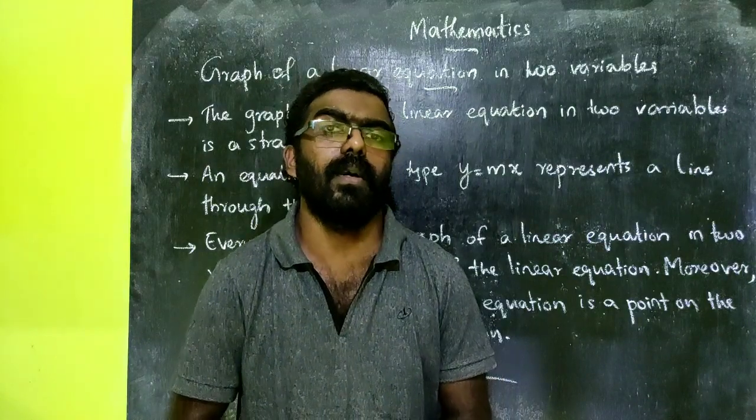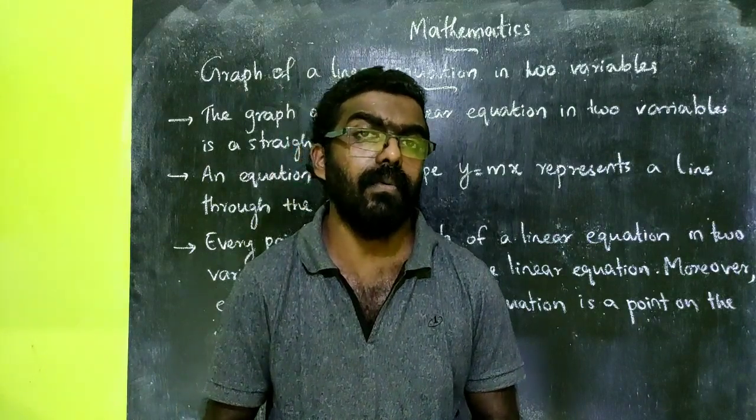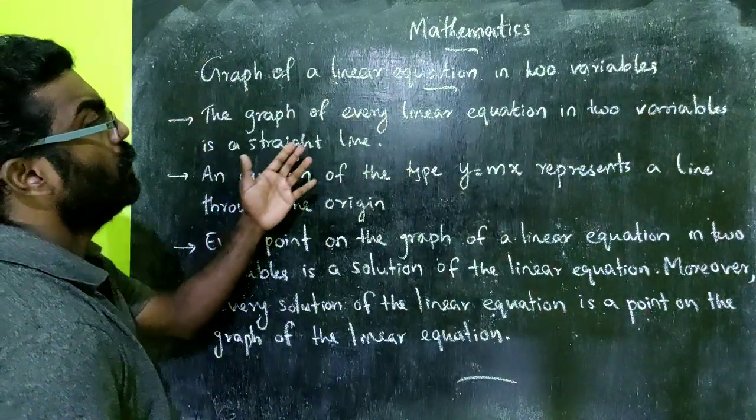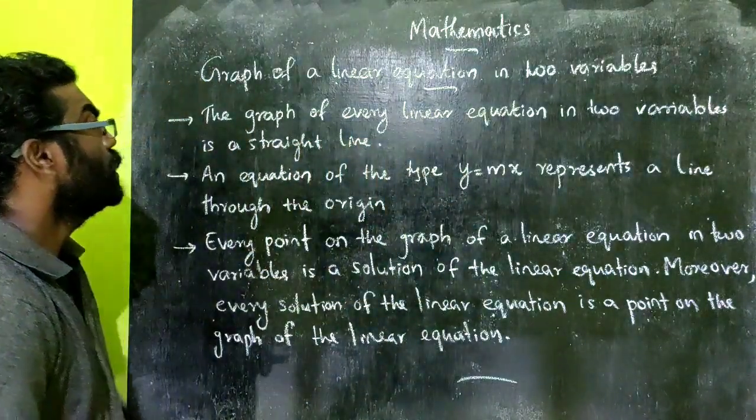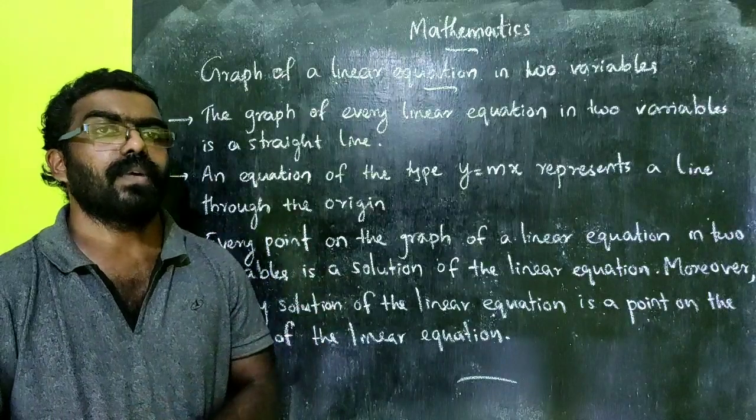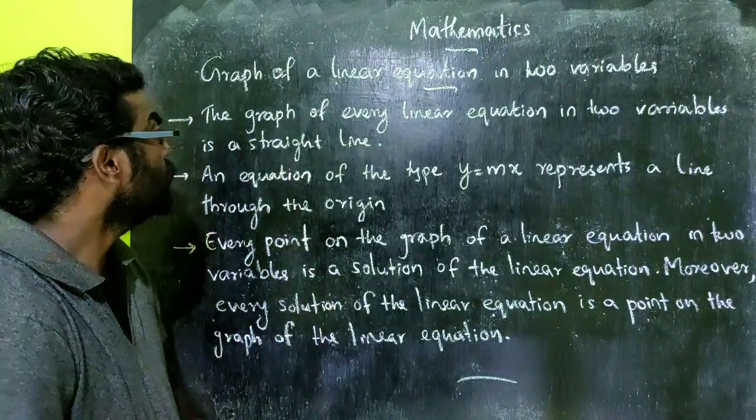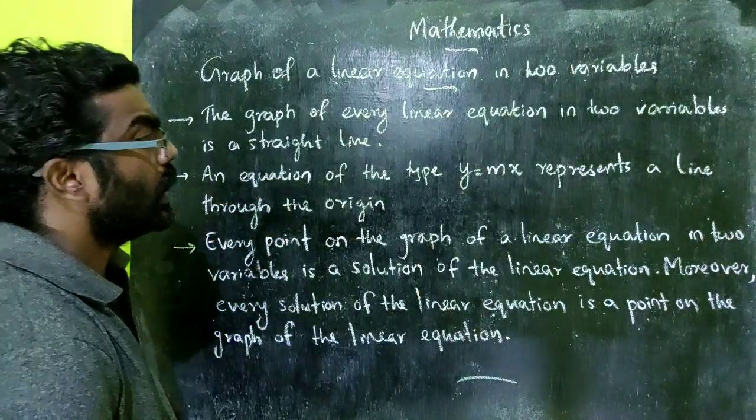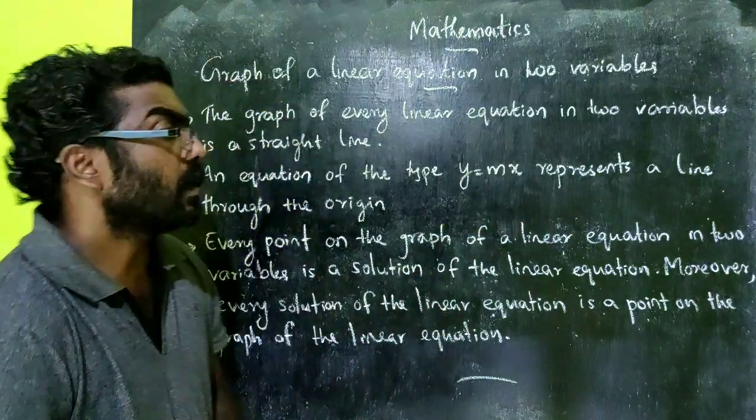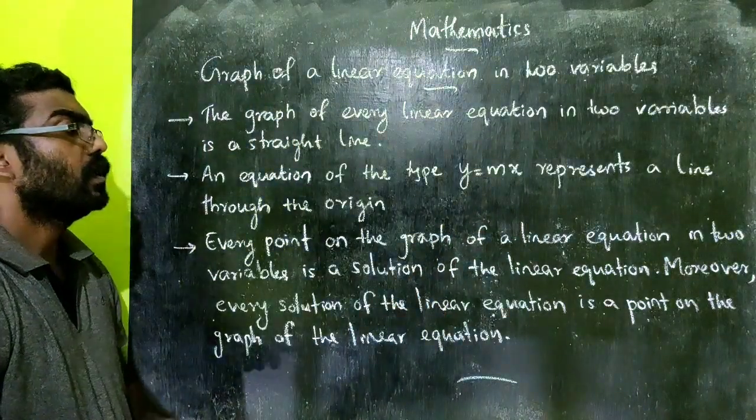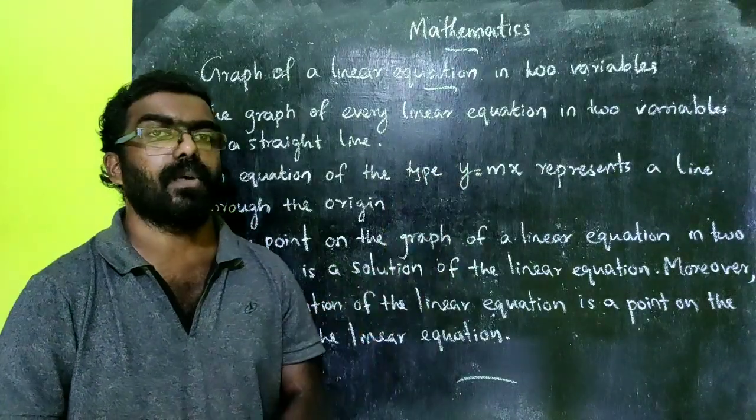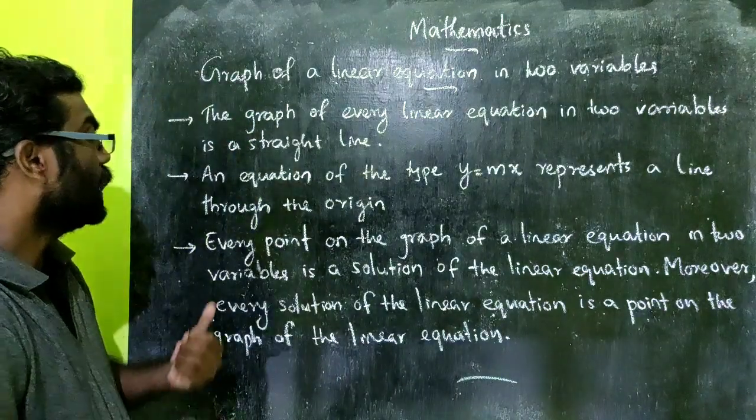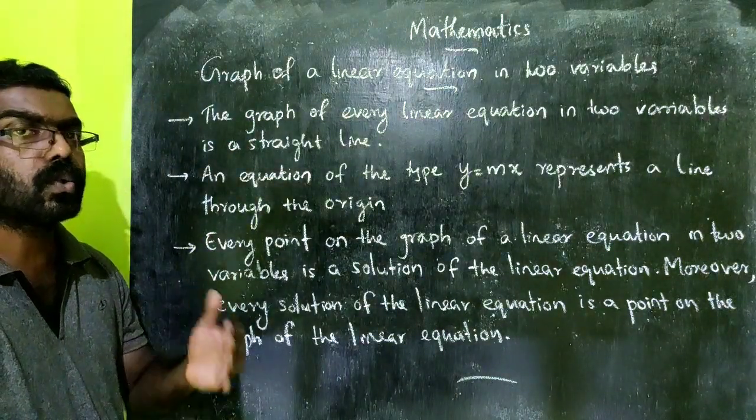Here are some important points you have to keep in mind while learning the topic graph of linear equations in two variables. First one: the graph of every linear equation in two variables is a straight line. Second: an equation of the type y equal to mx, for example y equal to 2x, y equal to 3x and so on, represents a line through the origin, passes through the origin.